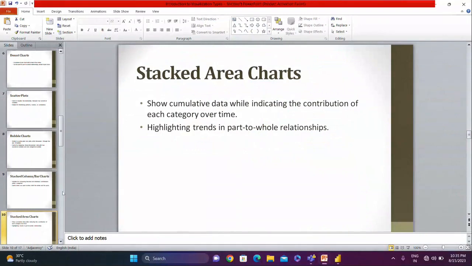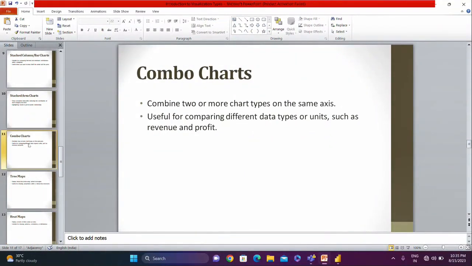Now moving to our next chart, that is combo chart. So what is the meaning of combo chart? It is as simple as the name indicates itself. Combo chart means when we have a combination of two different charts or more than two different charts in one.